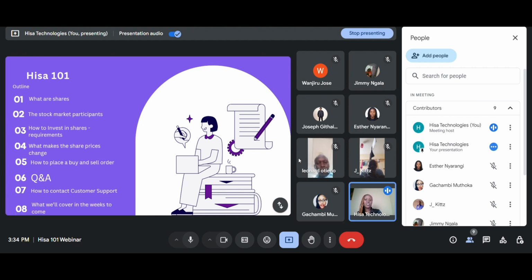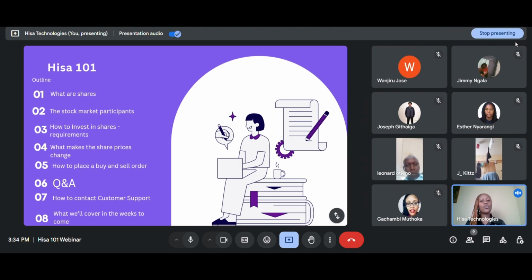We will also look at what makes the price of a share increase or decrease. We'll be looking at the factors that may change the price of a company. We'll also look at how you can buy and sell shares on the Hisa app, to be specific. And today it is entirely about the Kenyan stock markets.